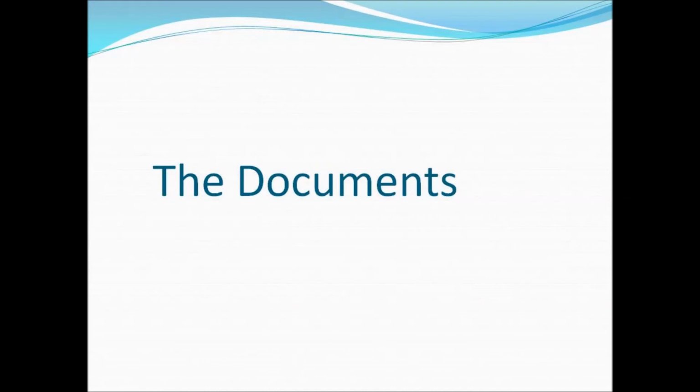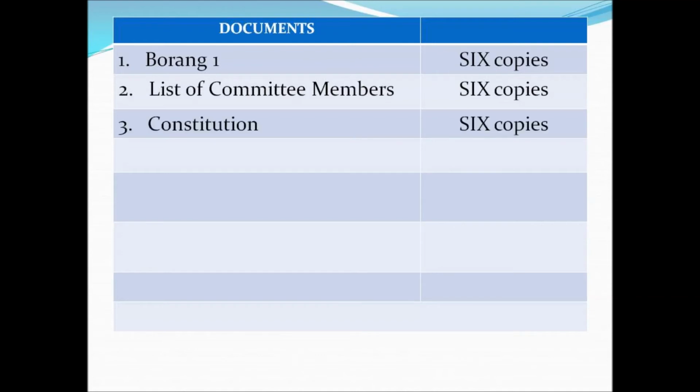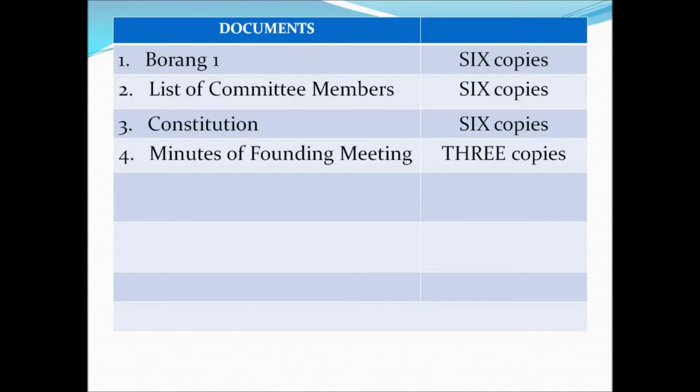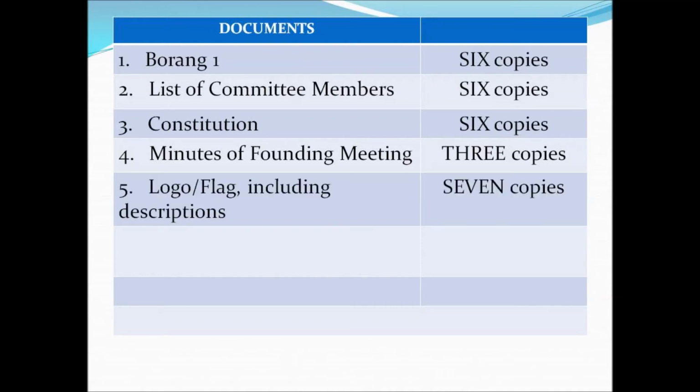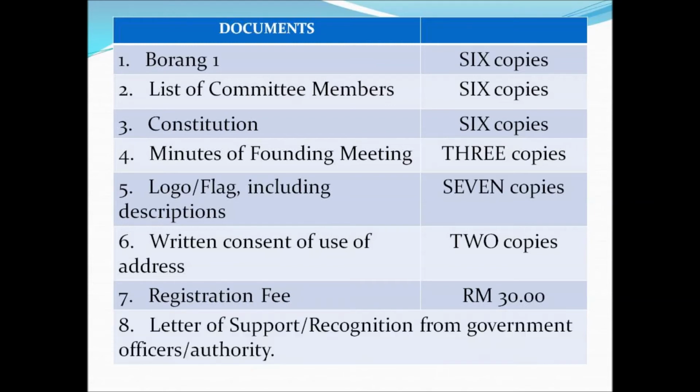So what are the documents needed for the application? Borang 1, 6 copies of that. List of committee members, 6 copies of that. Constitution, 6 copies. Minutes of founding meeting, 3 copies. Logo or flag, including descriptions, 7 copies. Written consent of use of address, 2 copies. Registration fee, 30 ringgit. Letter of support or recognition from government offices or authority. And also another document, perhaps, if we elect to have a patron. So the patron also needs to write a written consent. How many copies of that? I'm not sure. Most probably just 2.